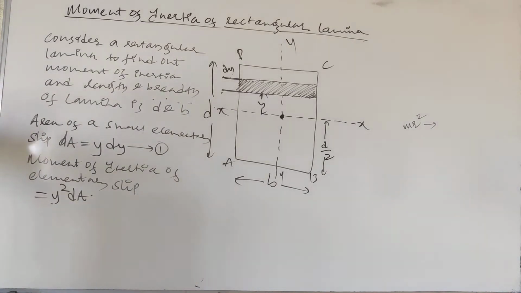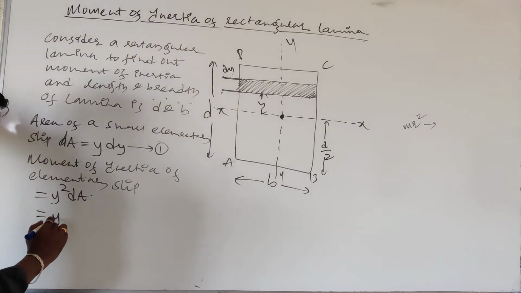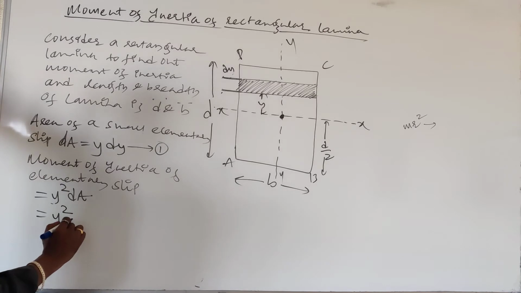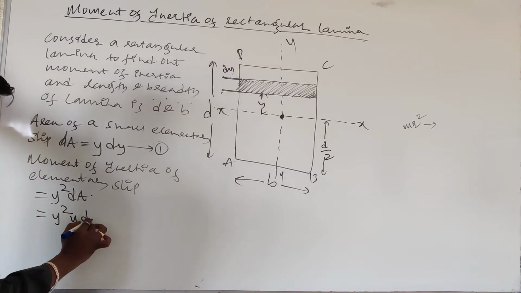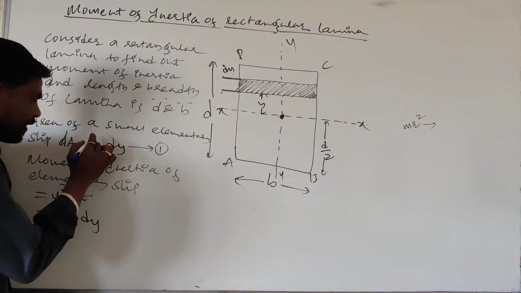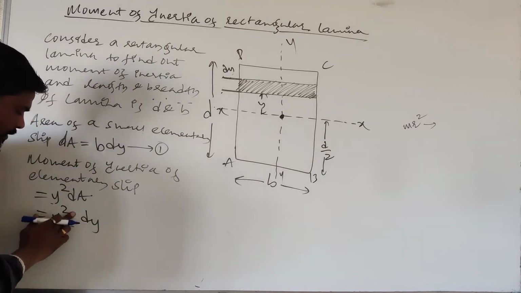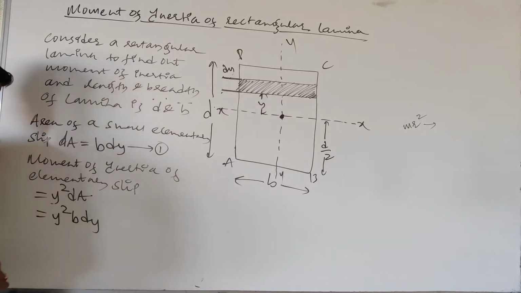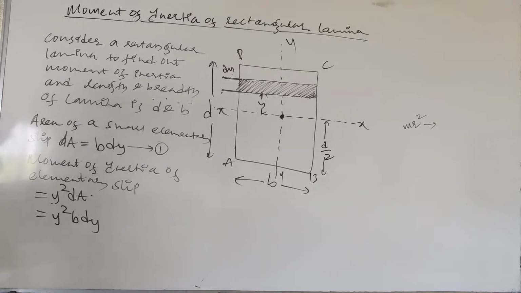Now I am going to take, see here, y square. What is dA? B into dy, sorry, there is a small mistake here. B into dy. So y square B dy.